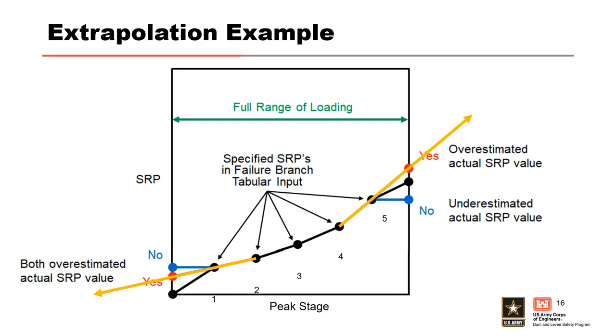If instead we were to elicit system response probabilities for the full range of loading, which is defined to be the width of this box, we might have ended up with something like the black points at the ends. At the upper end, we would have overestimated if we had extrapolated, but underestimated if we had held the probability constant. At the lower end, both options would have overestimated the system response probability.